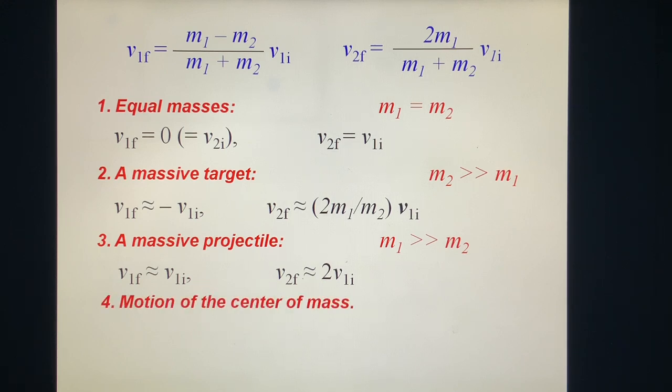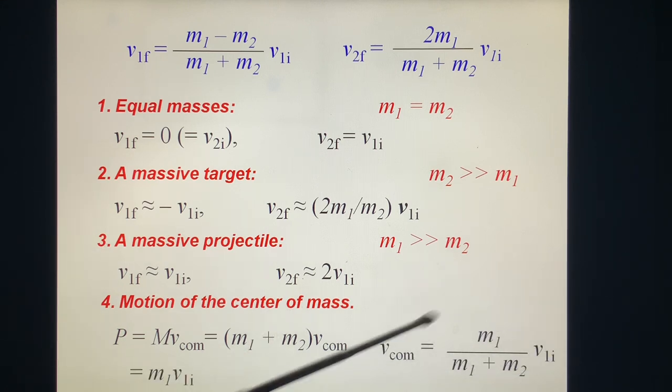For motion of the center of mass, P equals M times v center of mass. So this is a constant, and therefore v center of mass is a constant. It's always constant.